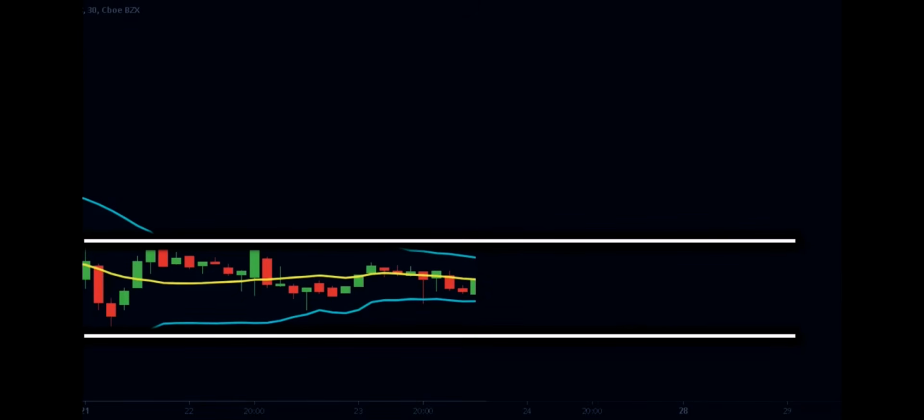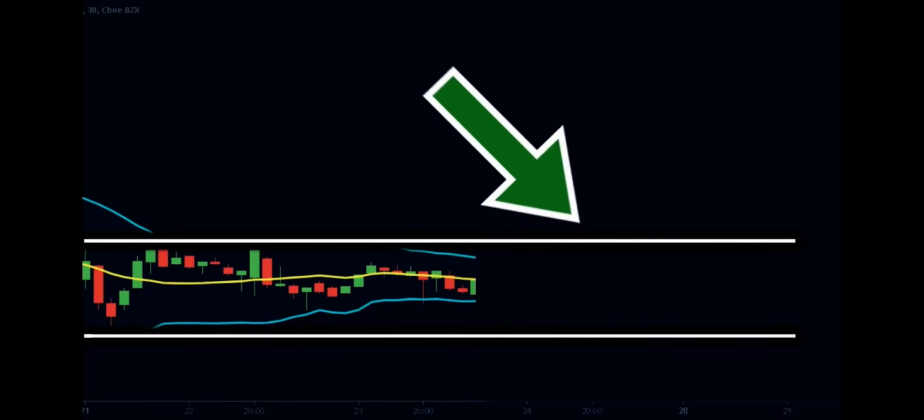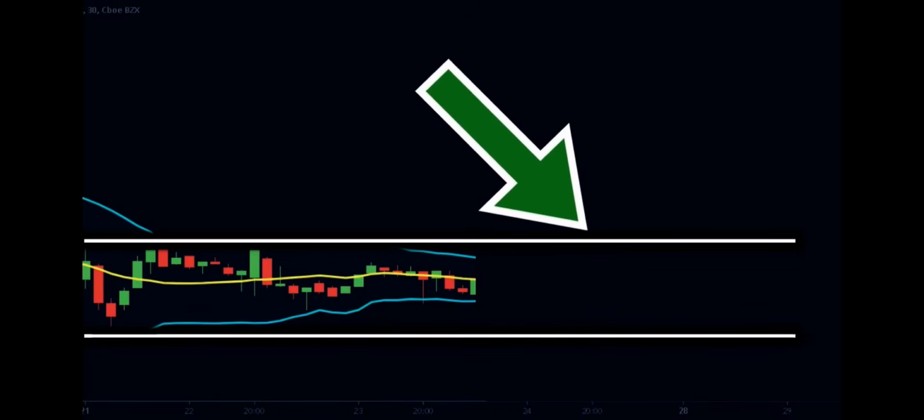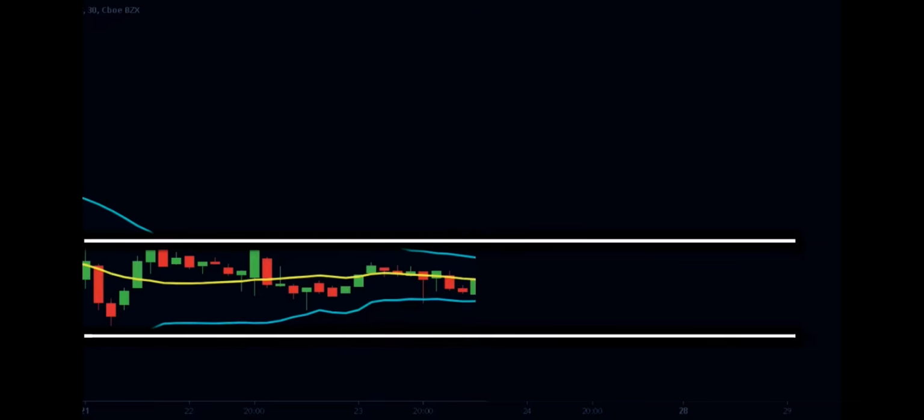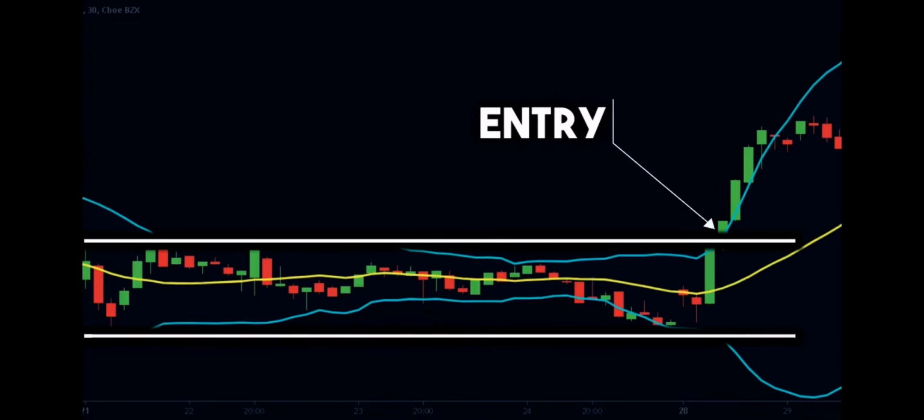This gives us a definitive area which the price must break in order to start a trend. So now, we will buy when the price breaks the resistance and closes above the upper band. Here is our entry. The price breaks the resistance as well as closes above the upper band.